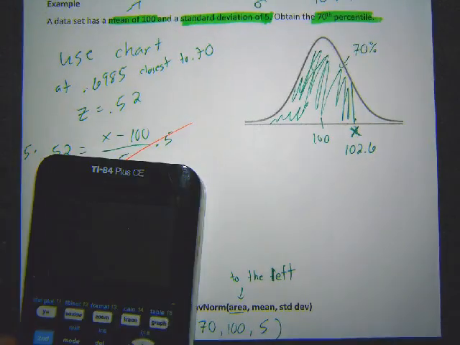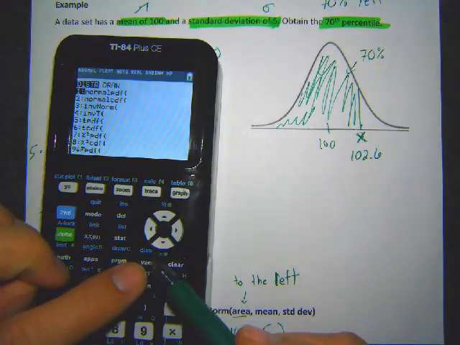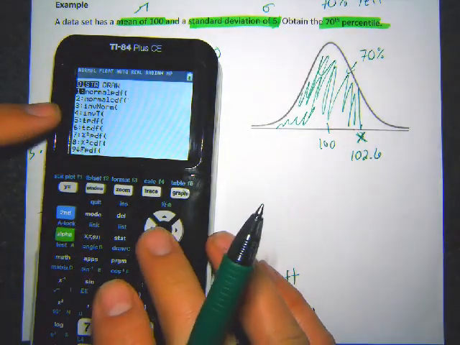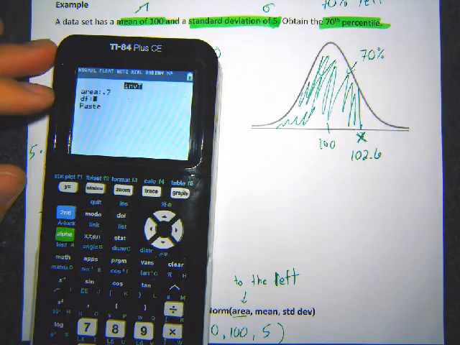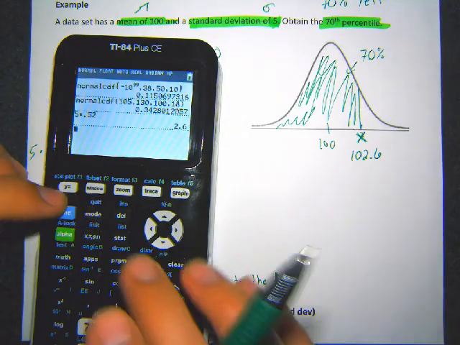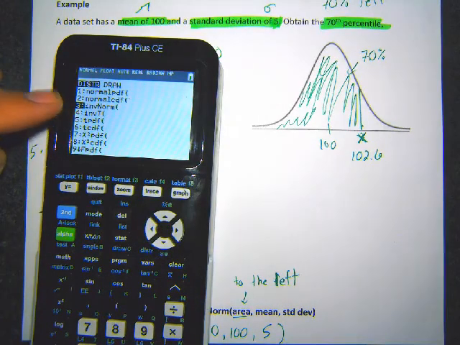So type that in. Go to that second distribution button, that one again. And we're going to go to inverse norm, which is option 3. Type in an area 0.7. Oh, I hit the wrong one. That's why it looks weird. If you hit the wrong button, you can get some weird stuff. I want inverse norm, actually, not inverse t.